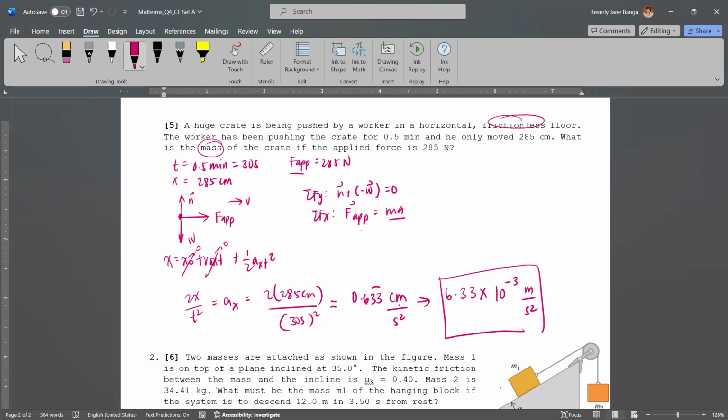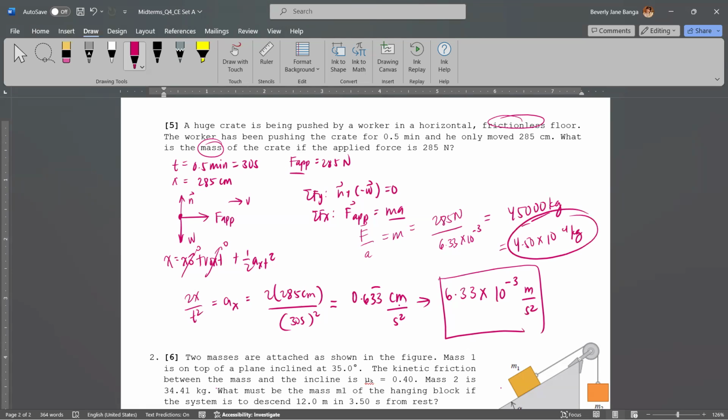So, provided that we have this, therefore, F over A is simply equal to M. So, you simply have 285 newtons divided by 6.33 times 10 raised to negative 3. And this will give us a mass that is equal to 45,000 kg. So this is simply 4.50 times 10 raised to 4 kilogram.